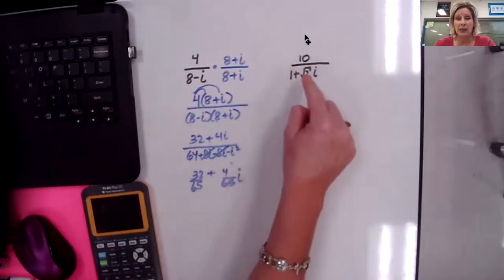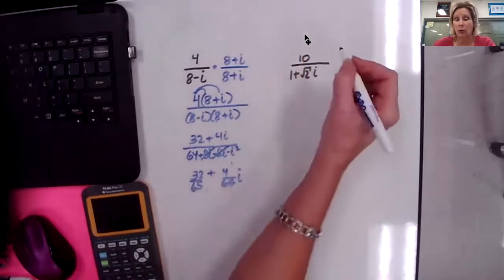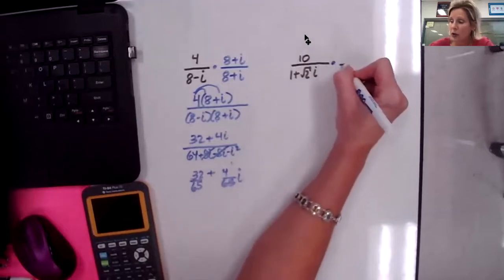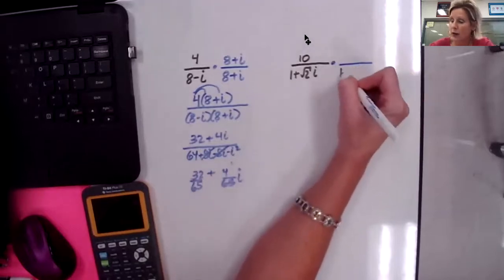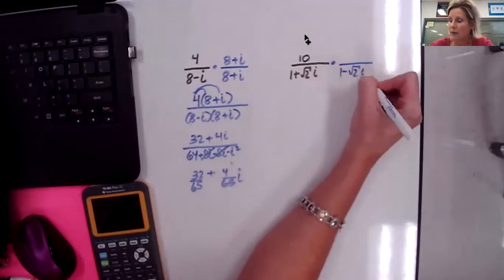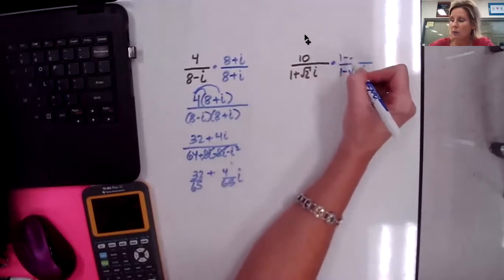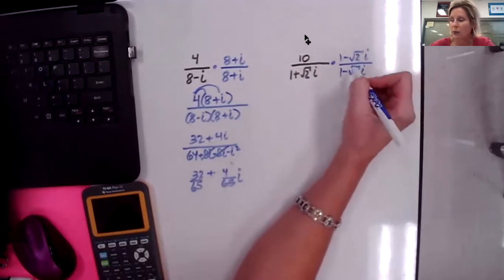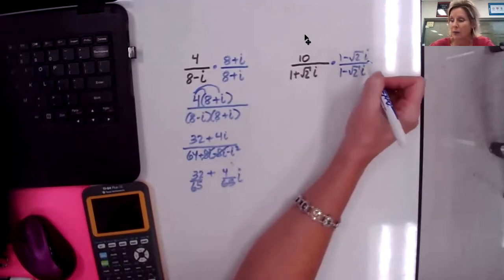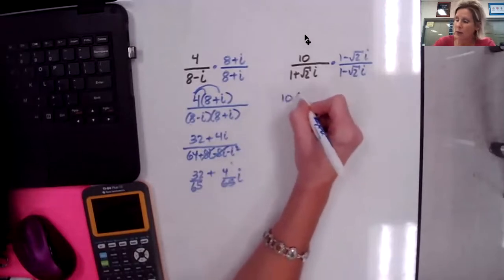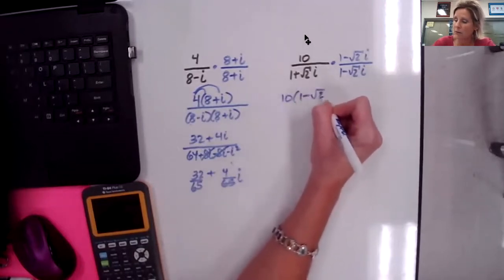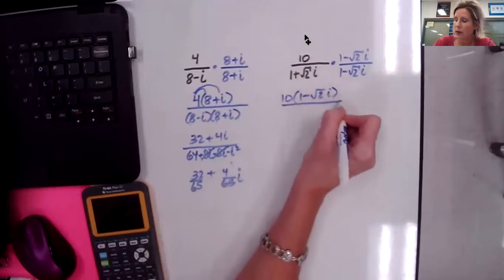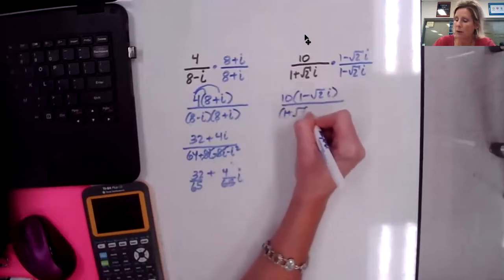Now, I'm going to do the same thing here. This one's just a little messier because I threw in radicals. So the conjugate of the bottom is 1 minus the square root of 2i. I can only multiply by 1 without changing the problem itself, so I have to multiply by making the top and bottom the same. The top becomes a distribute problem. The bottom becomes a FOIL problem.